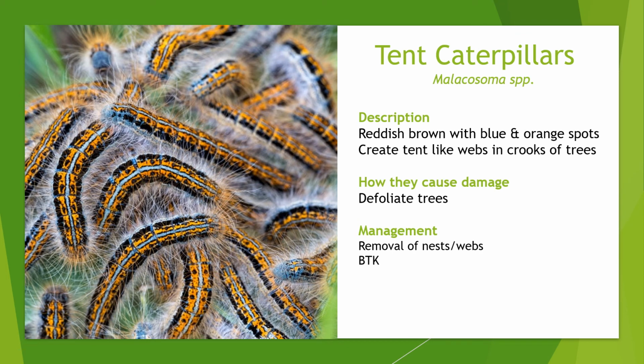Now, tent caterpillars. These are the bane of Albertans' existence. They create tent-like webs in the crooks of trees, and they can defoliate those trees and leave them really susceptible to disease. So with these guys, there are a few safe methods. One, you can manually remove the caterpillars while they're still eggs. That tends to be the most effective.